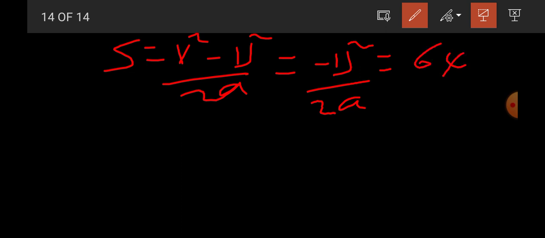So you know that distance is equal to v final square minus v initial square over 2 times acceleration. Since the final velocity is 0, this expression is equal to v initial square over 2 times acceleration. V initial is given, 8, so that is 64 over 2 times acceleration.